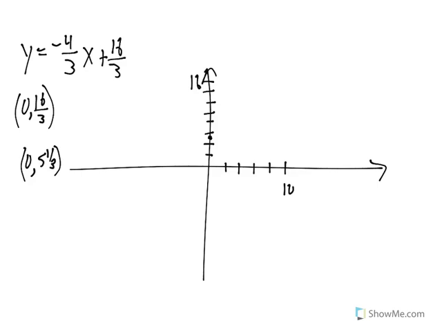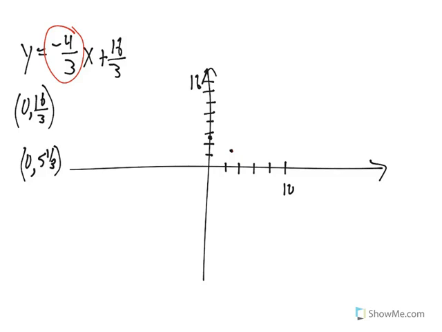And then what's the slope tell us? Negative 4/3 says for every 3 you go to the right, you go down 4. So if you go over 3, you go down 4. So something like that, right? Over 3, down 4, give or take.